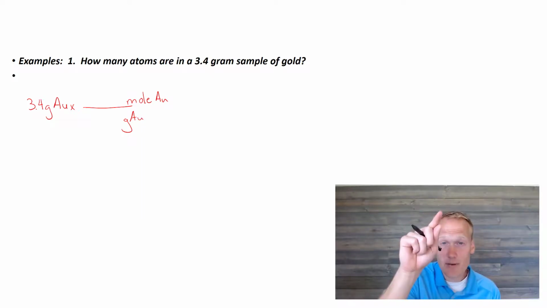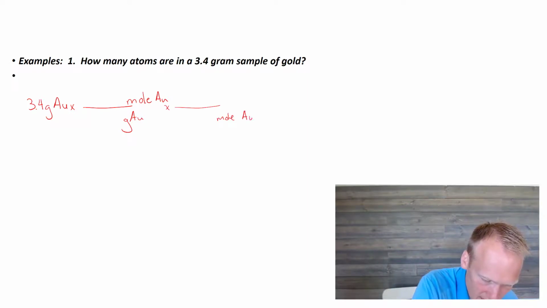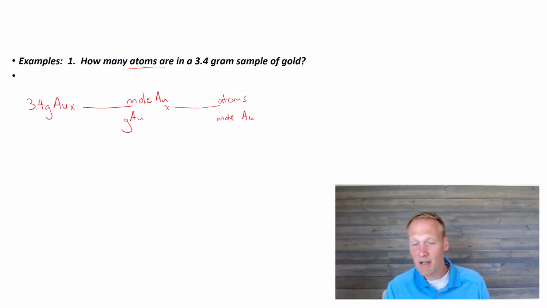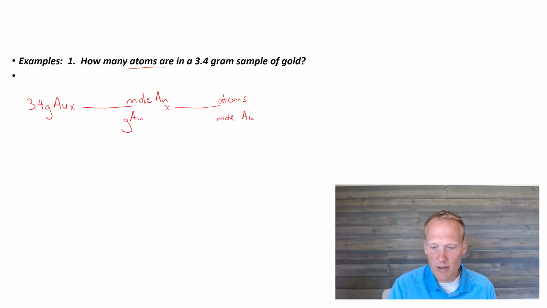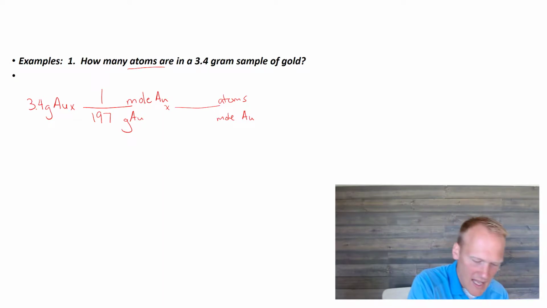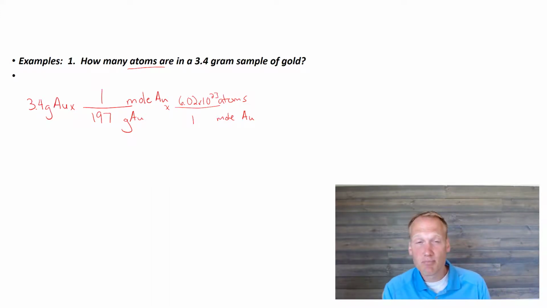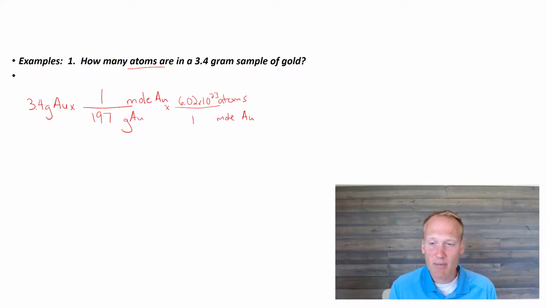Now I can go straight from moles down the other side of the mountain. So now I want moles to cancel out, so I put moles on the bottom. And I want to go from moles to what I'm looking for in this case, which is atoms. And so in this problem, I'm going to use both equalities. 1 mole equals the molar mass. 1 mole of gold is 197 grams. And I know that 1 mole of any substance equals 6.02 times 10 to the 23rd. So now I've done a multiple step dimensional analysis problem with both the equalities I have for moles.